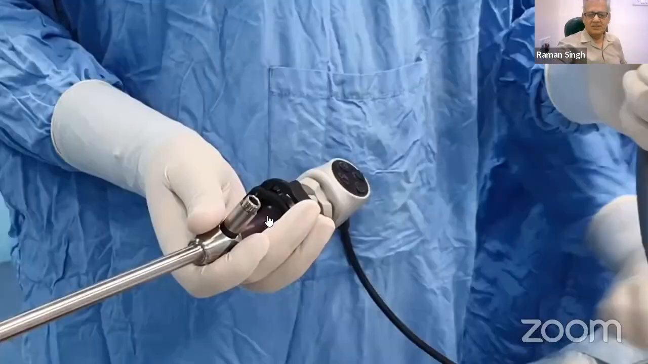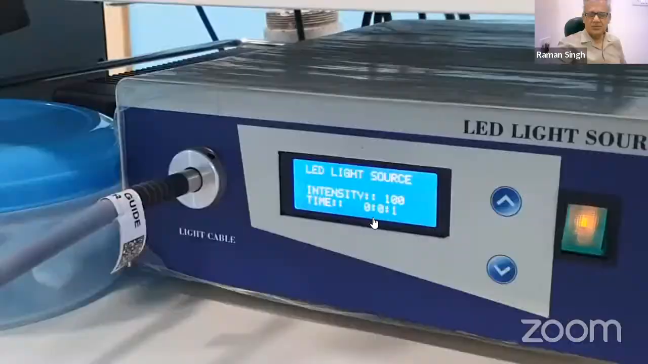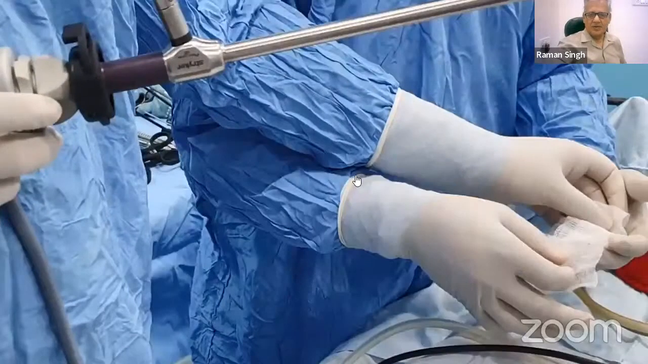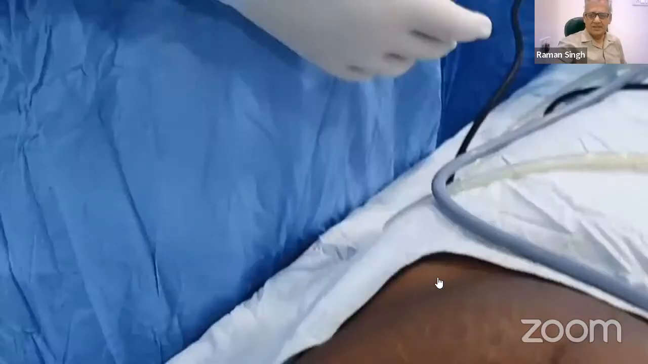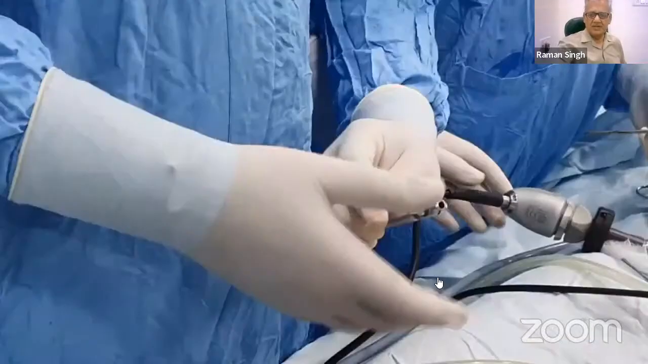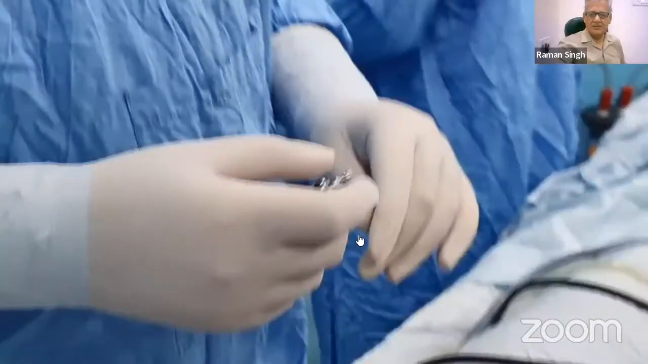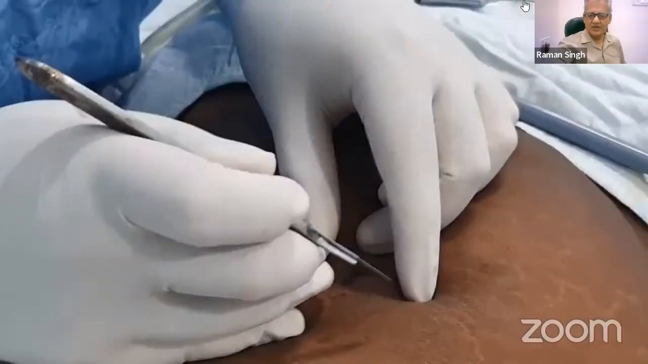And now this is the light source. We attach it over the telescope. When this white balance is done, now the surgeon is asking for the Veress needle, which is the first step of any abdominal surgery. Before introducing the Veress needle, he is checking the needle whether it is working properly or not.